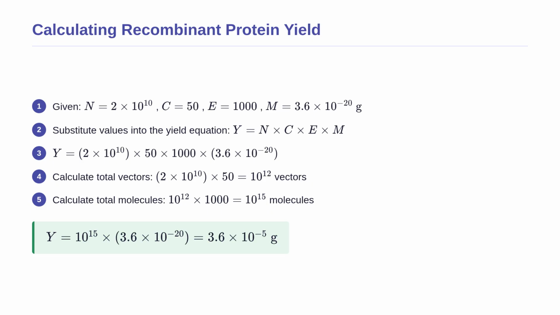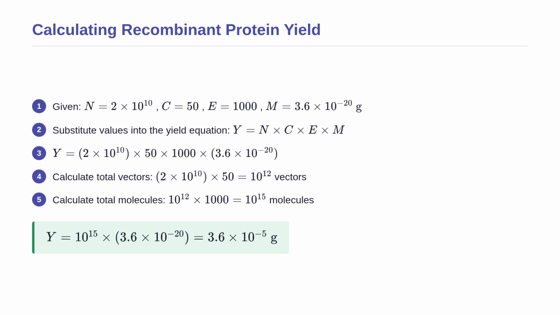This formula we just saw leads us to a practical example. A student is growing E. coli containing an expression vector for human growth hormone. We are given 2 × 10⁻10 cells. Each cell has 50 vector copies, and each vector produces 1,000 molecules. The mass of one molecule is 3.6 × 10⁻20 grams. We need to find the total yield.